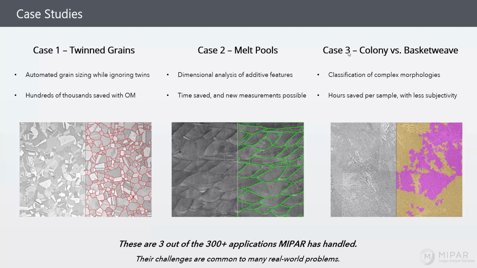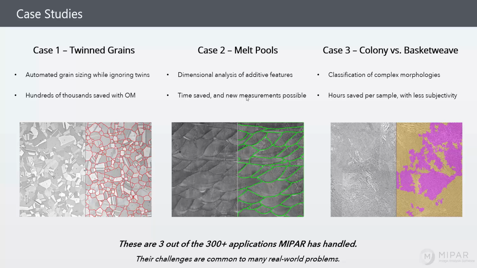In the first one, we're going to look at a heavily twinned grain structure where it's been sought for decades to find a solution capable of automatically recognizing only the grain boundaries, but ignoring the twins, such that you can size the grains with something like optical microscopy without having to need a technique like EBSD, which is fantastic for things like crystal orientation texture measurements, but if it's only being used for sizing, it can be quite expensive.